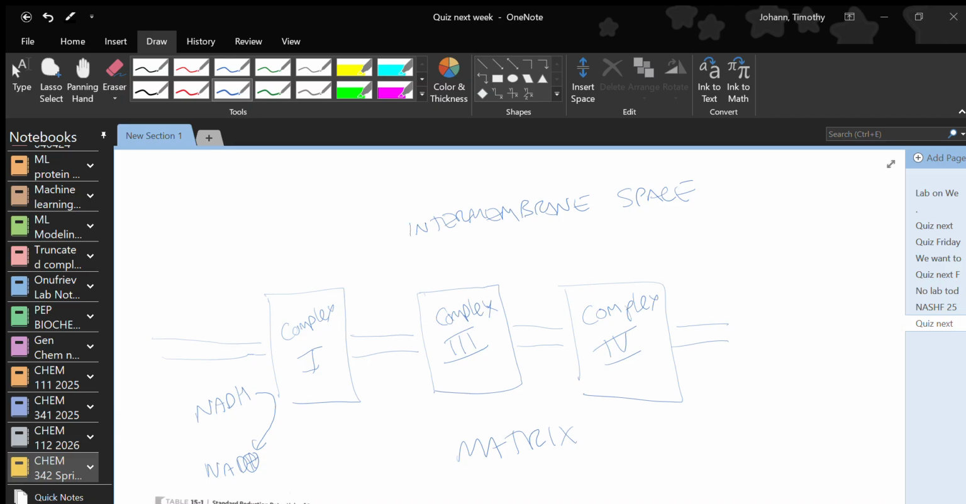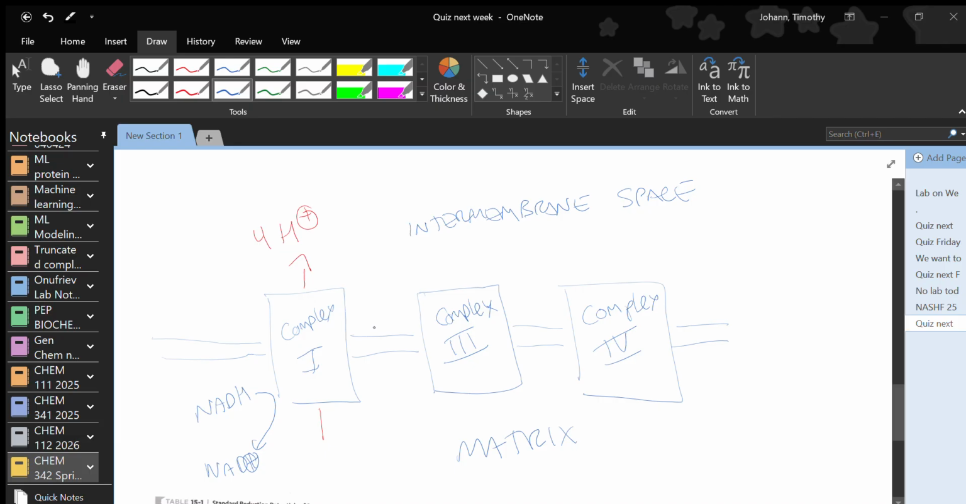Those electrons are going to go through complex 1. As they go through complex 1, they're going to drop from higher to lower energy, and that energy for those 2 electrons, remember this is a 2-electron transfer, is going to cause 4 protons to be pumped across the membrane. On the other side of complex 1, I'm drawing this as a left to right thing. It's not really that, but we can think about it that way.